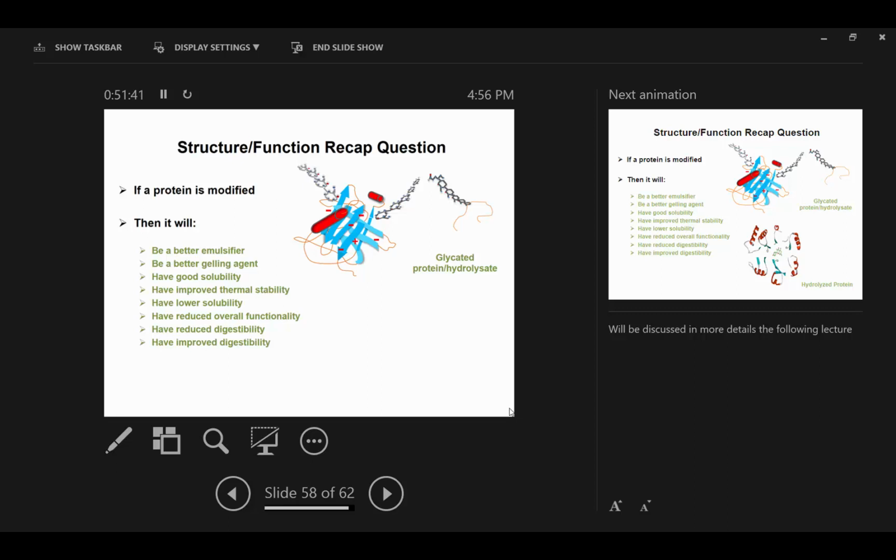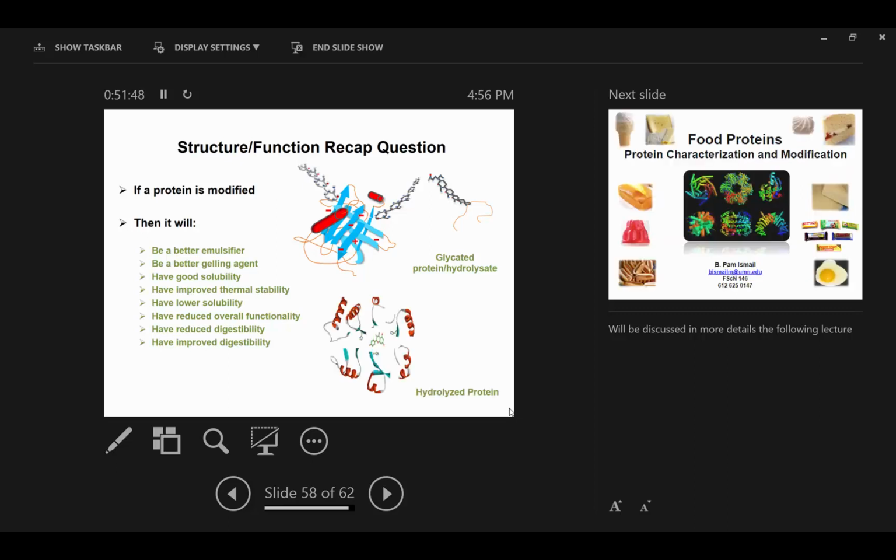It depends on the carbohydrate they use. You can actually enhance other functionalities, not just solubility. Okay. So hydrolyzed protein, that's the last bit. Off you go.